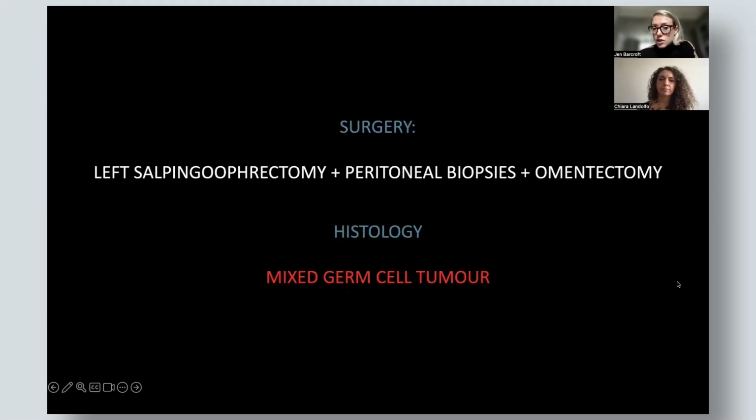Now, this is where she was managed, and she underwent a left-sided salpingo-oophorectomy because she's young, she's 20, plus peritoneal biopsies and an omentectomy. And the histology was confirmed to be a mixed germ cell tumor, which is again what you might expect based on her age and demographics.